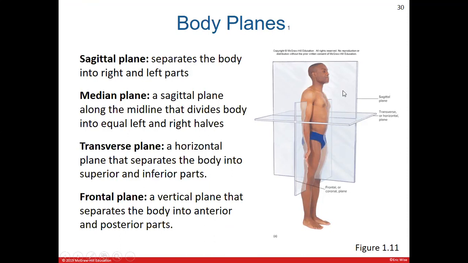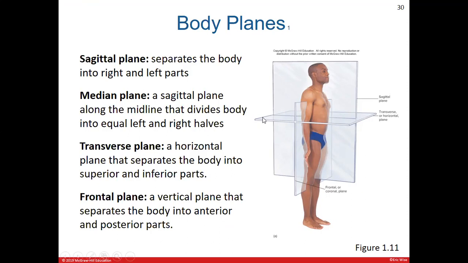Median plane is a sagittal plane along the midline. Not all sagittal planes have to be right through the midpoint. A sagittal plane is always going to divide left and right, but it doesn't have to be equal. But if it is equal, then it's referred to as a median plane. Sometimes you see median plane referred to as a mid-sagittal plane.